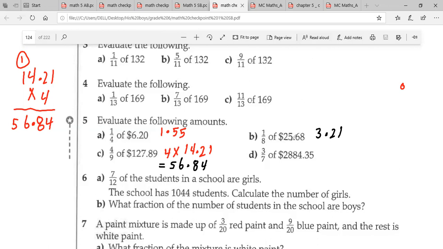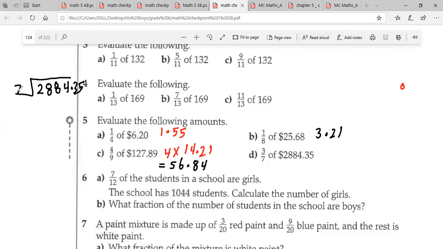You have to divide this number, 2,884.35. We have to divide it first by 7, and after that multiply by 3. Maybe it will take a long time, but we have to practice how to do division and multiplication. 8, 8, 4, 3, 5.